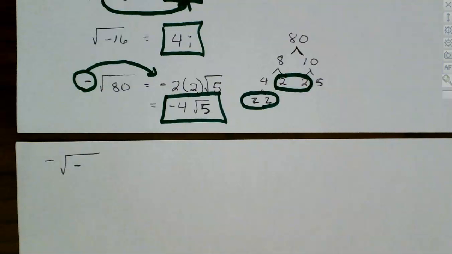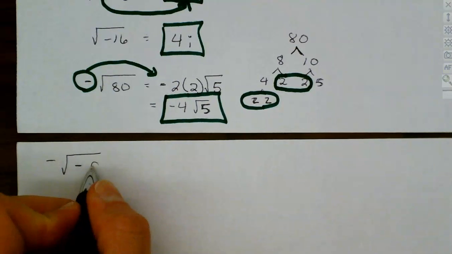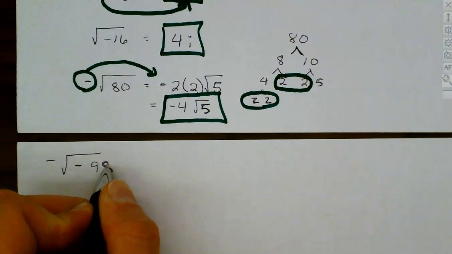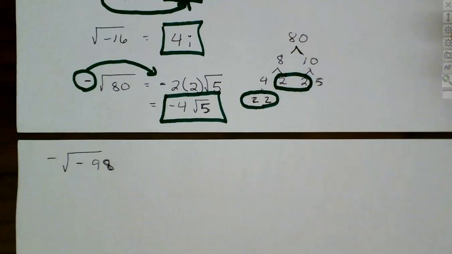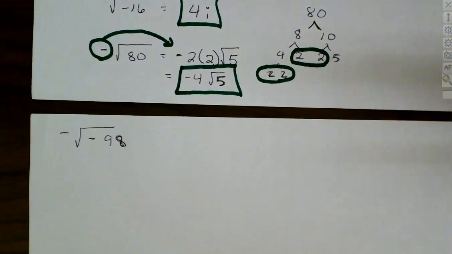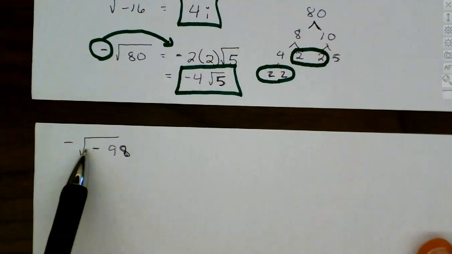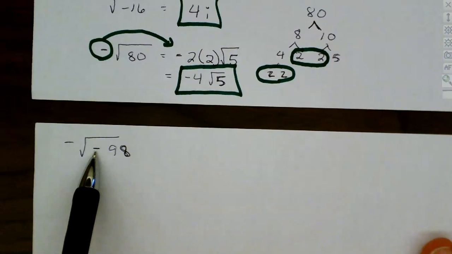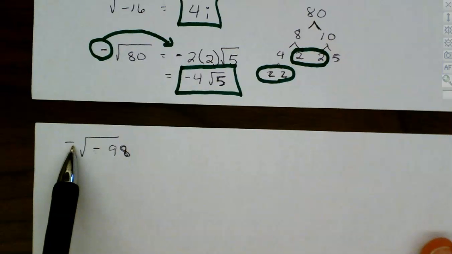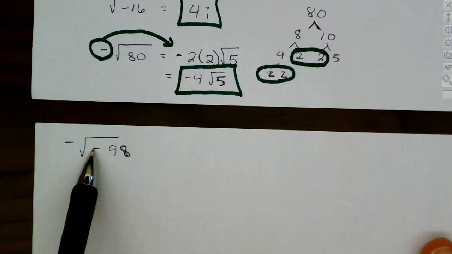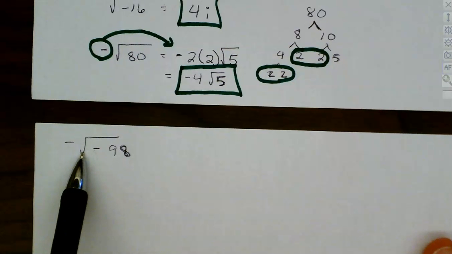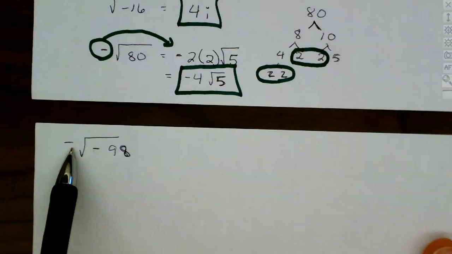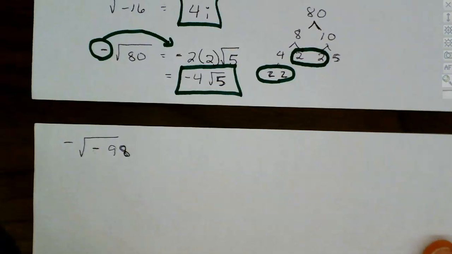Let's see. How about the square root of negative 98? I picked this one on purpose because we have to remember how order of operations works. I cannot cancel these negatives out. Why not? Because one is underneath the root, and one is out in front. You only cancel when you multiply. Well, square roots have to be done first before you multiply. That's why we can't cancel them out, because the roots have to be done first.